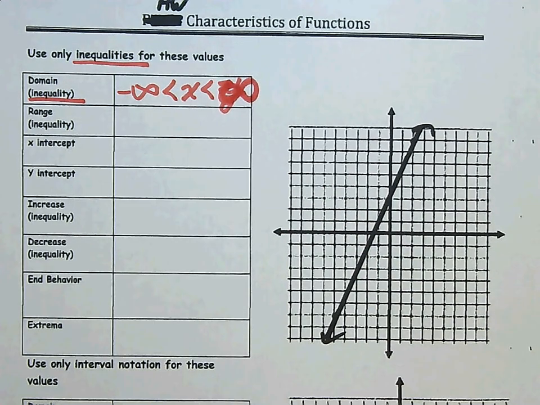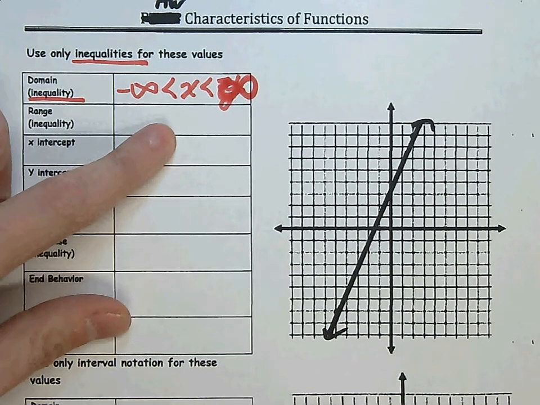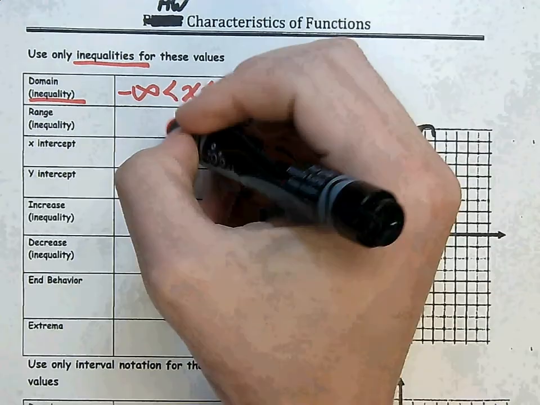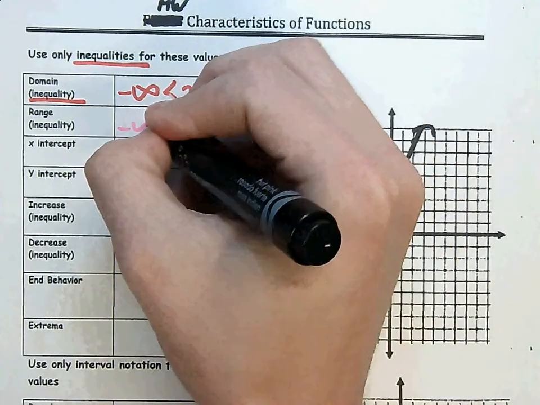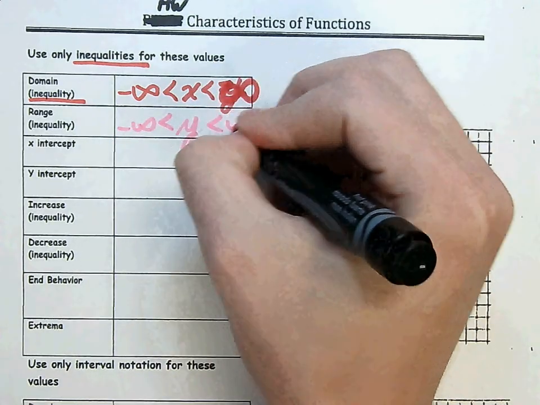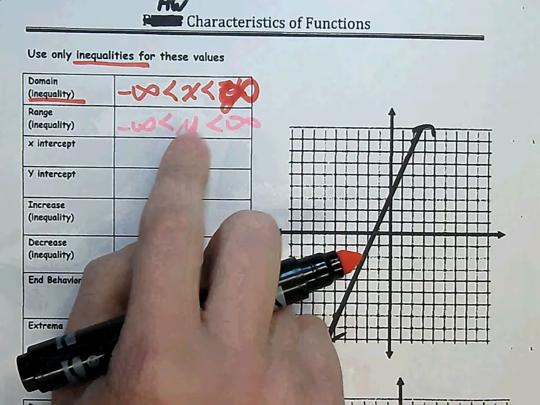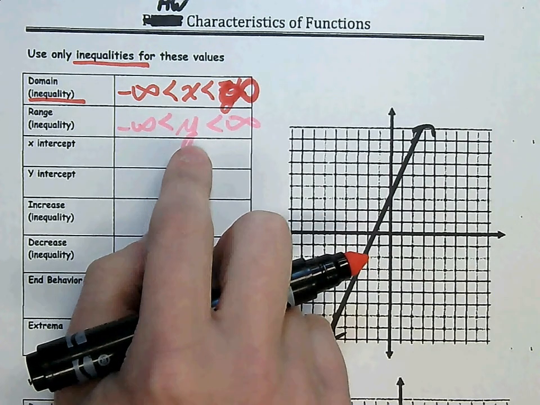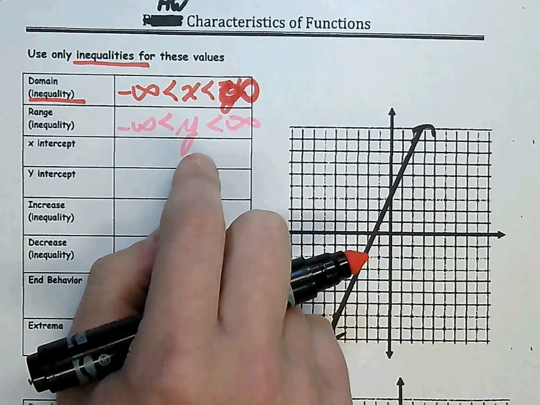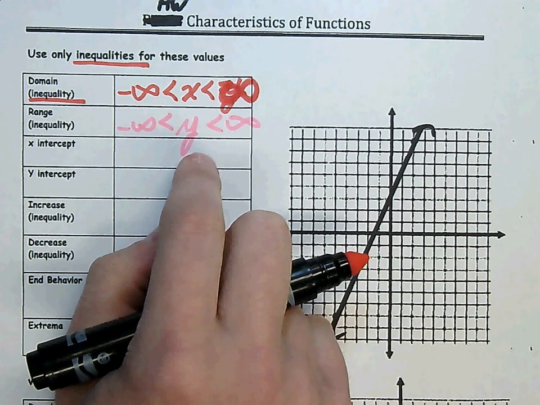So our range on this then is how far down and how far up. But what's the biggest difference between domain and range that I'm about to write here? It's a y, not an x. It's still going to be negative infinity to infinity because it goes forever down, forever up. But it's going to be a y because I'm talking about range. What's the other thing you could have put here instead of a y? f of x. Either one would be fine.